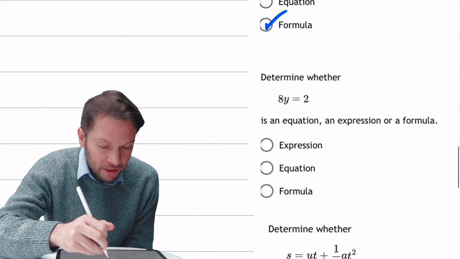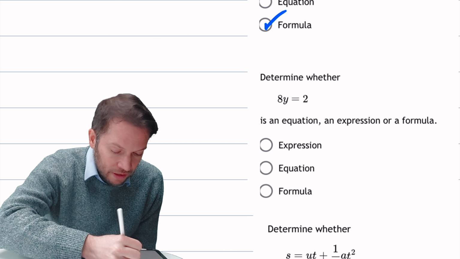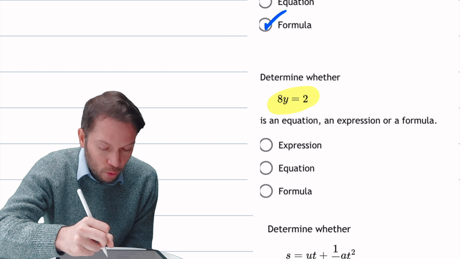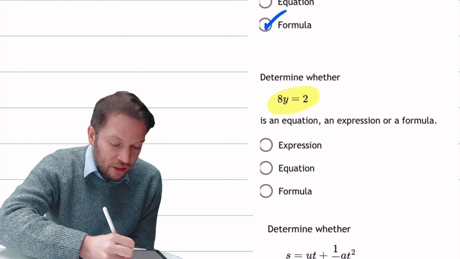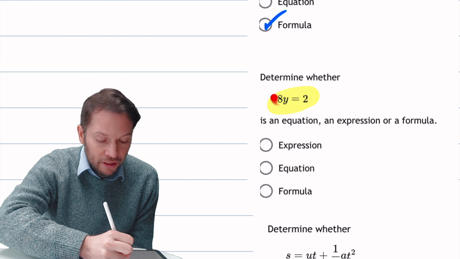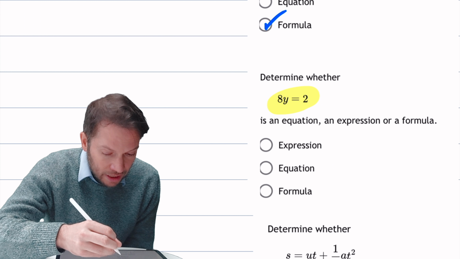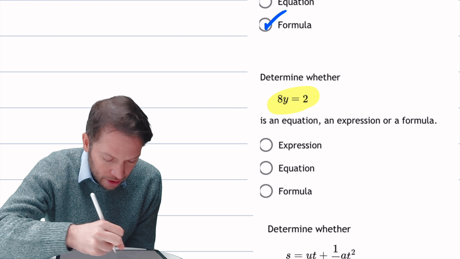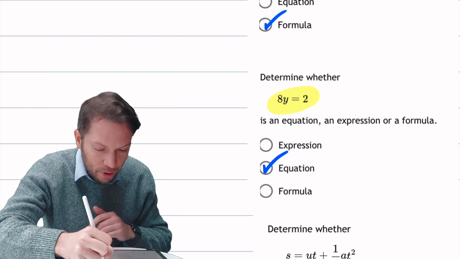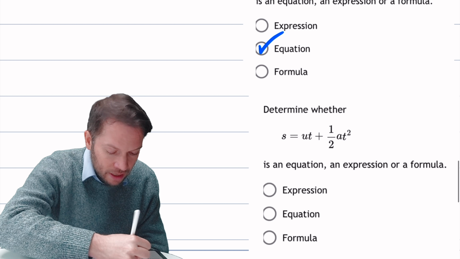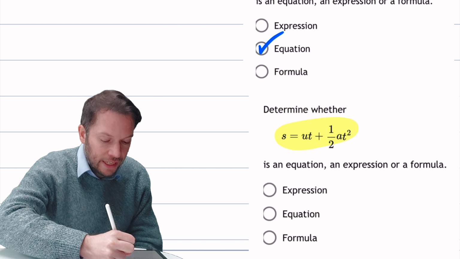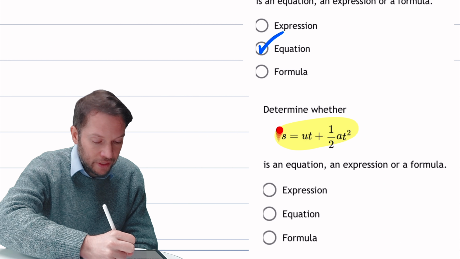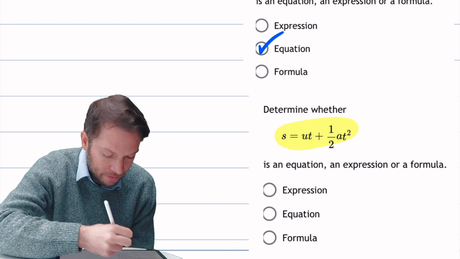What about the next one? Well, it's got an equals. So it's going to be an equation or a formula. But we don't have just a single variable on its own on the left because you've got that 8 there as well. So this is going to be an equation. This one here, we've got an equals again. And you do have a single variable or a single letter on the left of the equals. So that is a formula.